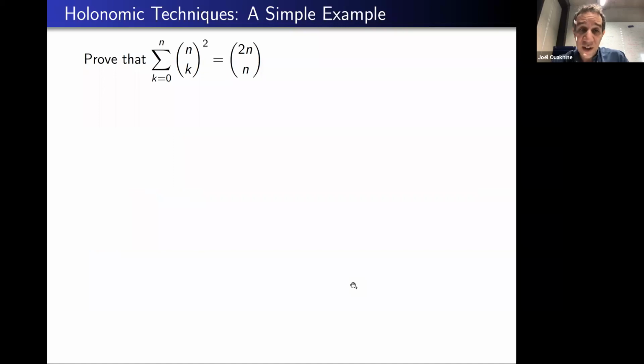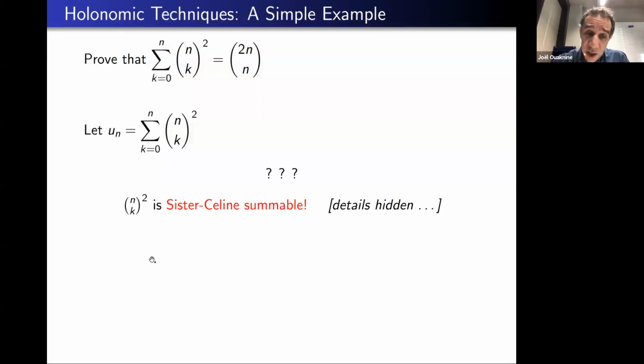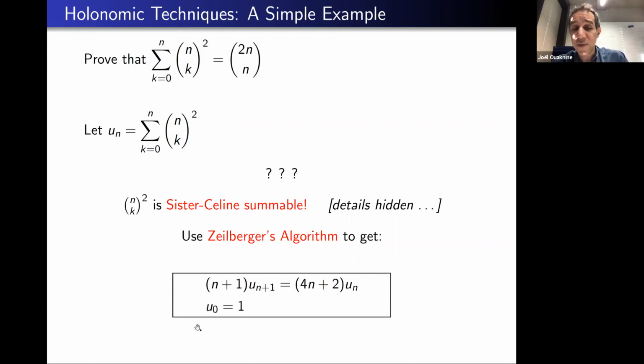Let's try to do the same for the left-hand side. So I write u_n to be the left-hand side. And now if you try to express u_(n+1) in terms of u_n, or in terms of u_n and u_(n-1), you're a little bit stuck. You can try it with paper and pencil after the talk, and you find that it's not so easy. But if you look at the summand, this n choose k squared, this actually turns out to be Sister Celine summable. And I will explain what this means later. That means you can use Zeilberger's algorithm to automatically derive a recurrence for u_n. And it turns out the recurrence you get is the following. You get (n+1) times u_(n+1) is (4n+2) times u_n. So you have, again, an order 1 recurrence, and you have u_0 equal to 1, by inspection.